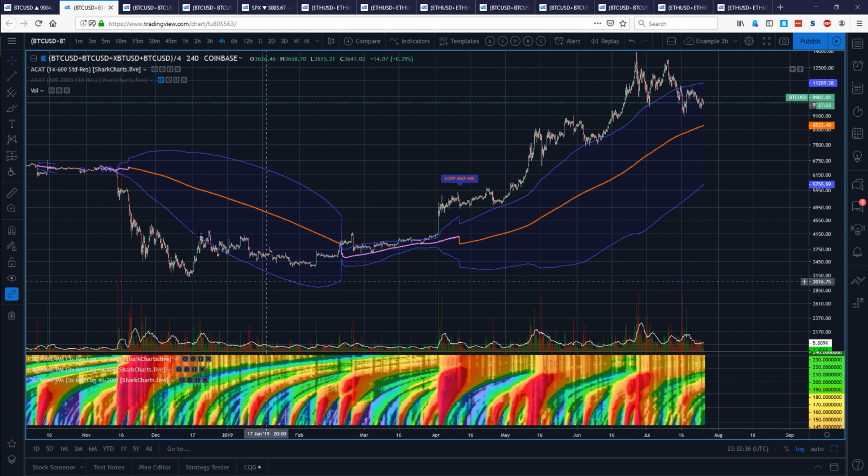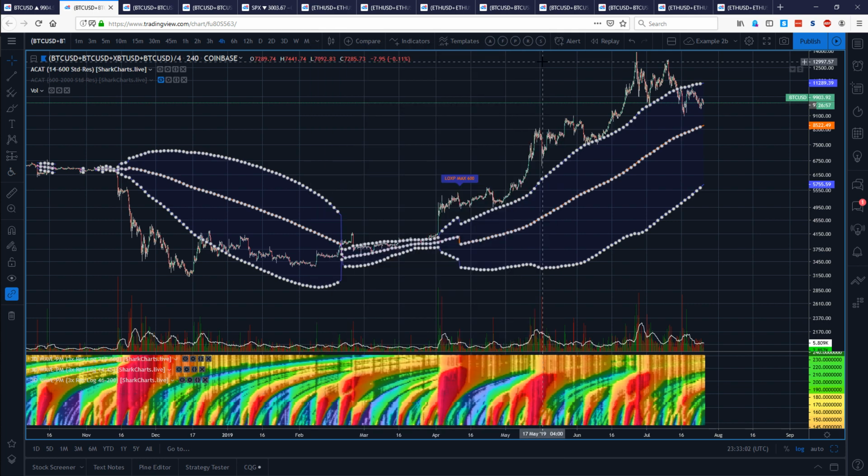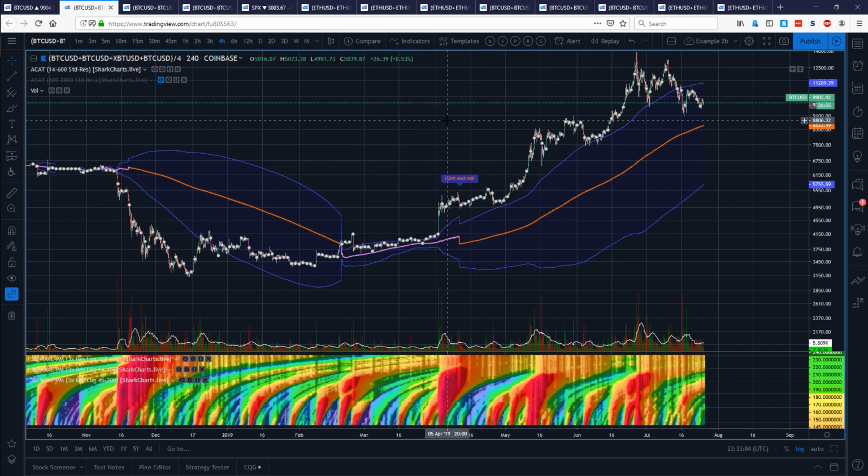And when we originally released the indicator, there was no way to hide the band, and we had a 14 to 2000 period ACAT. The way we've got it set to weave now works better and loads better for the higher period lengths. And we have in the settings the ability to hide it until tracking resets so that it stitches together nicely with 600 to 2000. Before I do that, there are a couple other points to illustrate here.